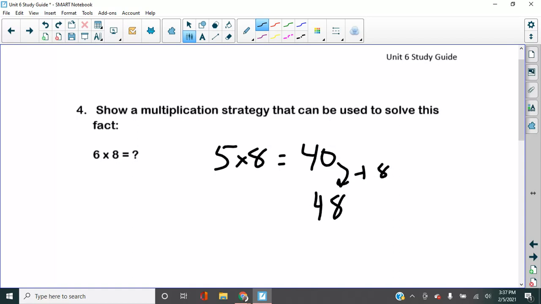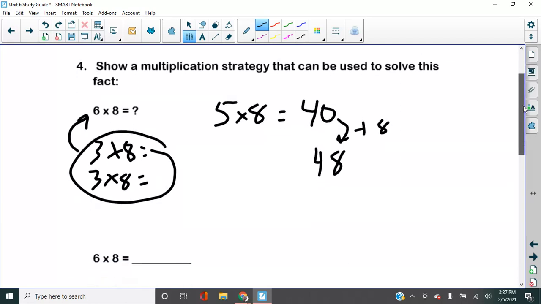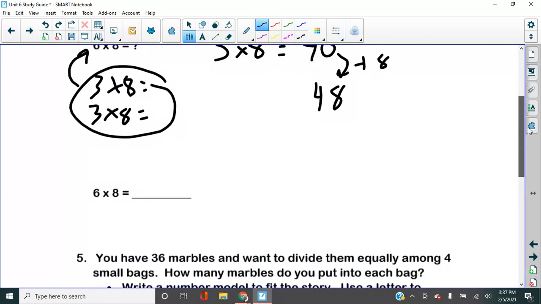You could have also taken the 6 and made it 3 times 8 and 3 times 8. If you knew 3 times 8, that might help. These would go together to equal that. You would also get 48. I would not say that drawing an array is a very efficient strategy. That's going to take too long. I would not recommend counting by 8s, unless you're fast. If you can go 8, 16, 24, 32, and on up to 48, that might work.